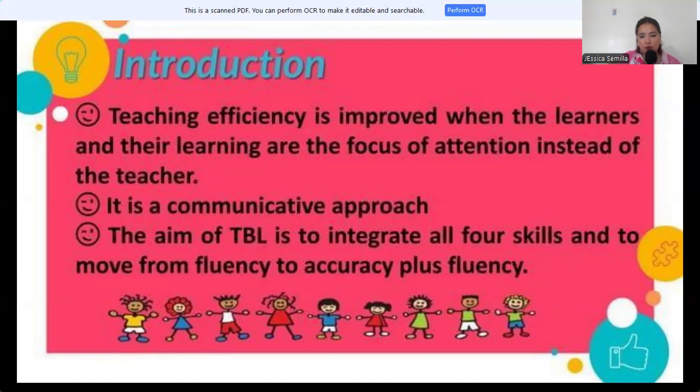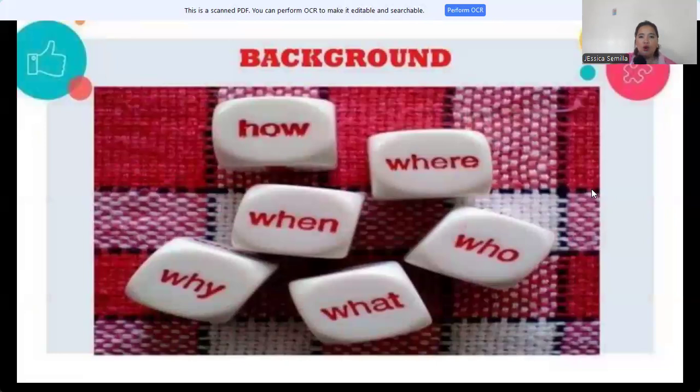So again, as I have told you, this is a communicative approach, and the aim of this is to integrate all four macro skills, speaking, reading, listening, and writing, while they are trying to understand, being fluent in the use of language and also being accurate in terms of language fluency. So as you move on to the task-based instruction or task-based approach, you're going to answer the following questions: the why, the when, the what, the who, the where, and the how.